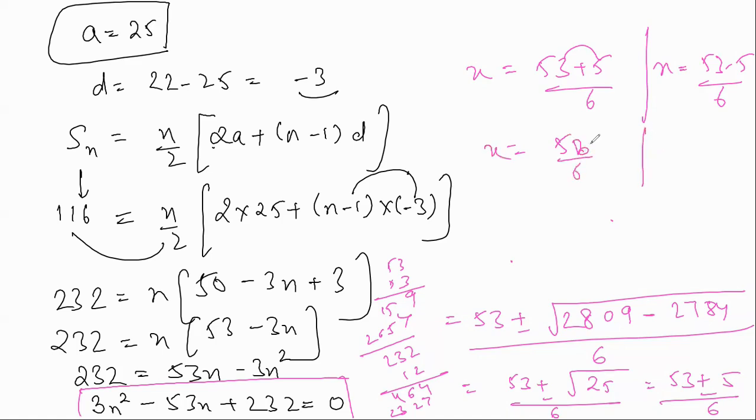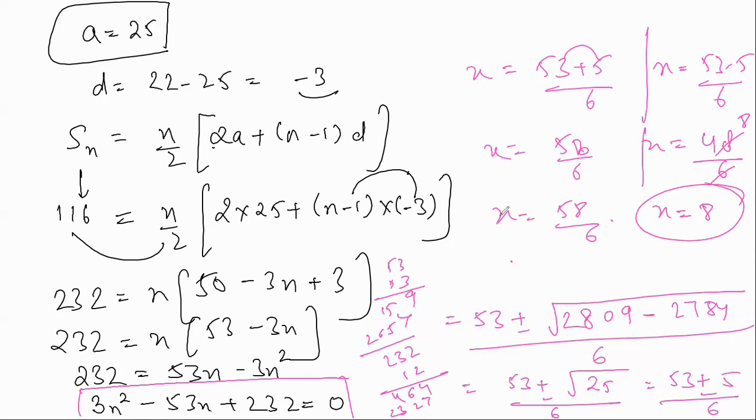And if I will take negative, 53 minus 5 is what? 48 over 6. So 6 times 8 is 48. So x is equals to 58 over 6, or x is equals to 8. Okay. So this is the value of n.